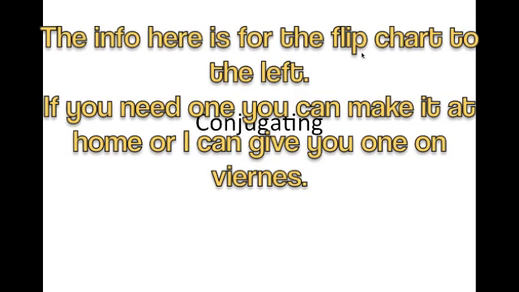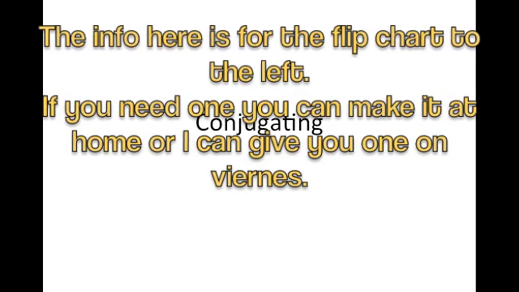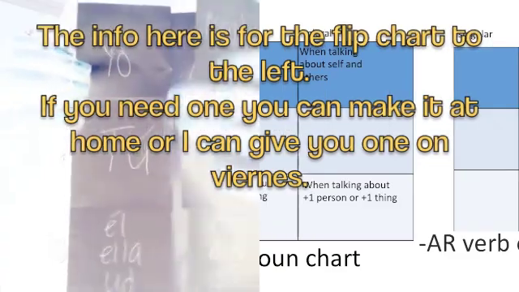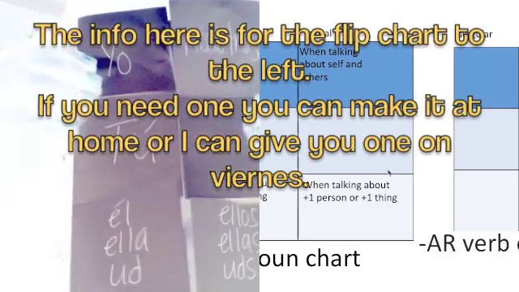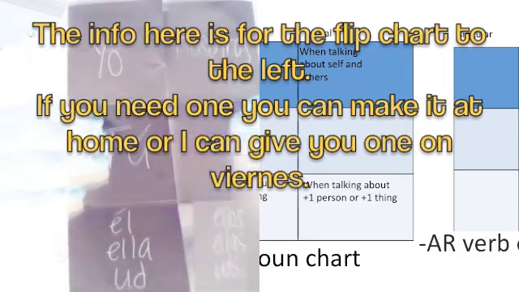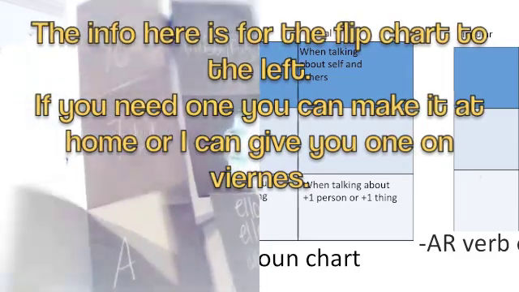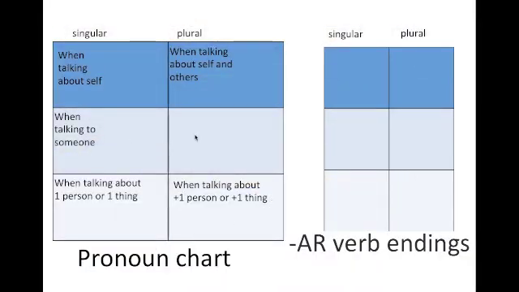Conjugating, a little extra help. All right, so if you are having trouble with conjugating, you need to look at both of these charts. You need to use the pronoun chart to figure out what the verb ending is going to be. So this is going to give you a clue as to what the ending of the verb is going to be.